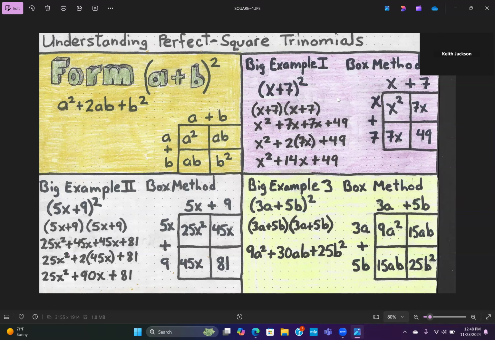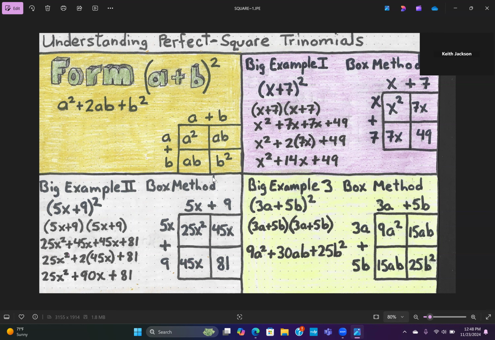In this video, we're going to build an understanding of perfect square trinomials, and it comes in the form of the quantity of a plus b squared. And all we're saying is this, that we're going to multiply the quantity of a plus b times the quantity of a plus b using the box method.